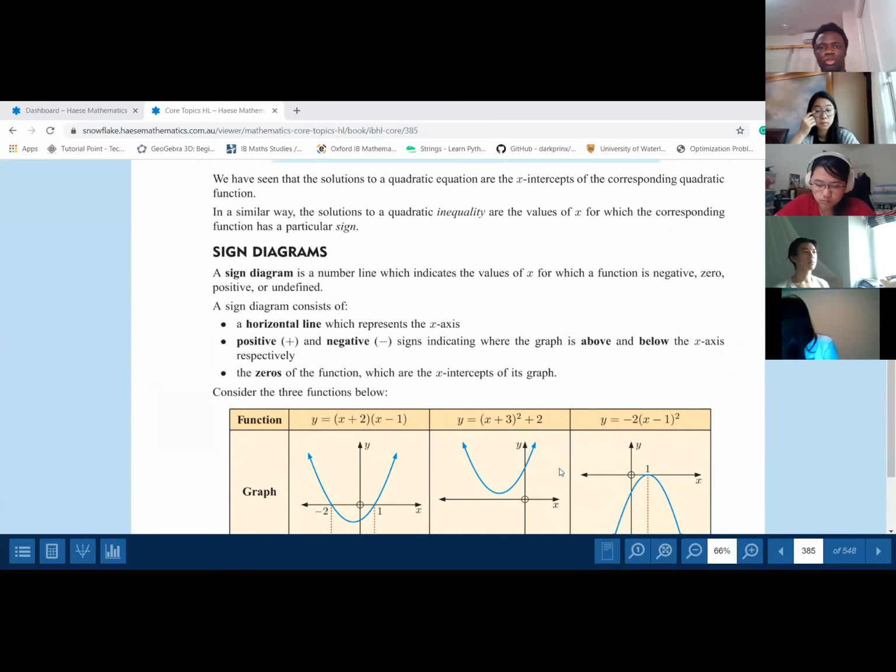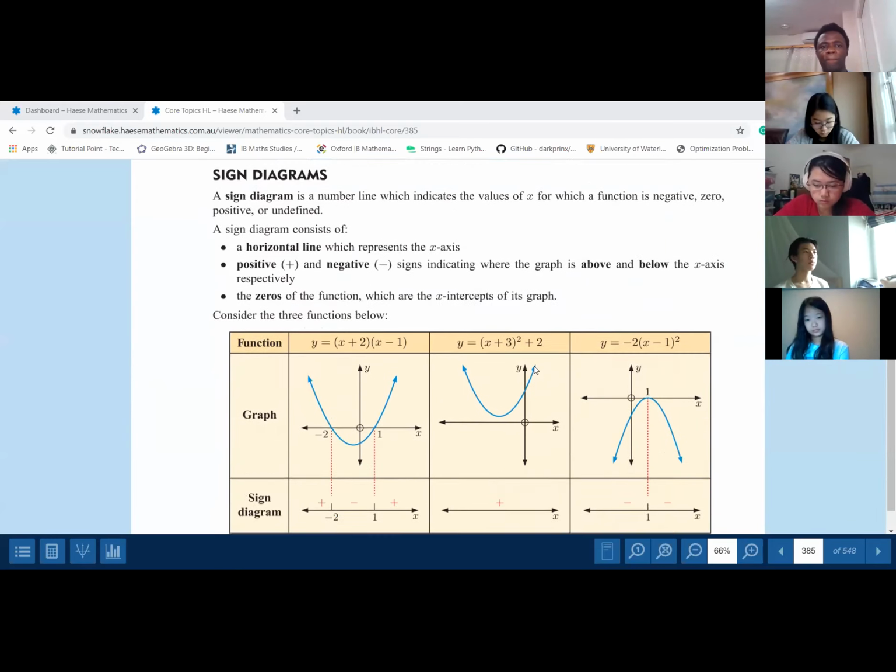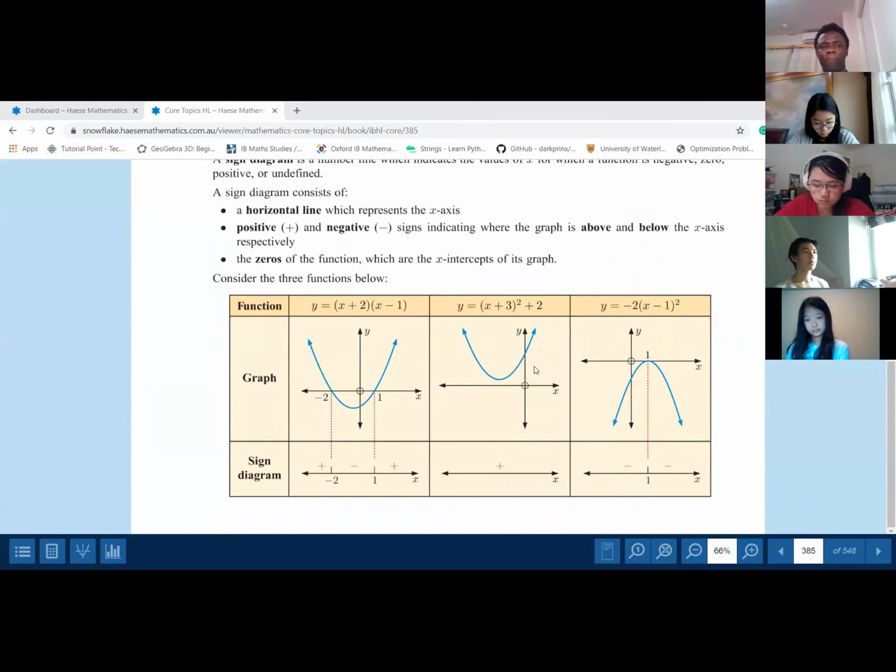So I'm just going to go through it with the way it is in the book. Now, we all know what inequalities are, but this time around we're dealing with quadratic inequalities. So maybe we'll start by writing how we want to go about it.